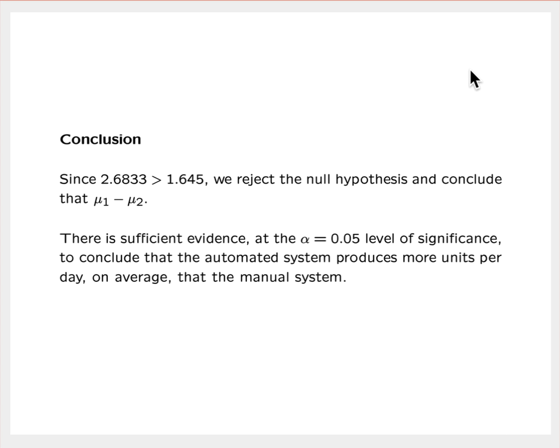Since 2.6833 is greater than the critical point, 1.645, there is sufficient evidence to reject the null hypothesis. And so therefore we conclude that mu1 minus mu2 is greater than 0. And I see I need to fix a typo here. Let me go do that. So we conclude there is sufficient evidence at the 0.05 level of significance to conclude that the automated system produces more units per day on average than the manual system.